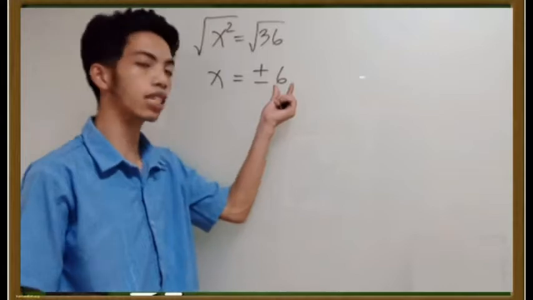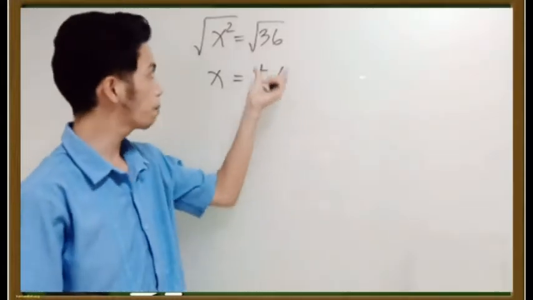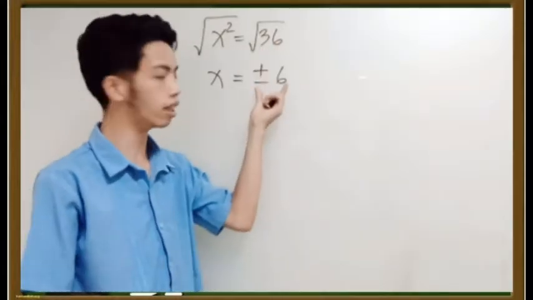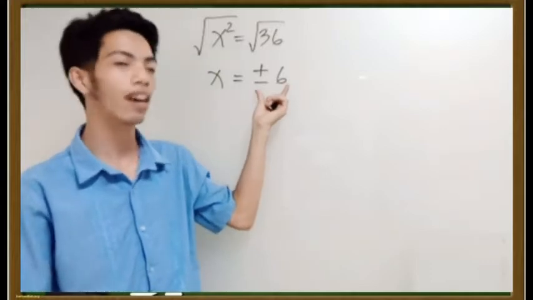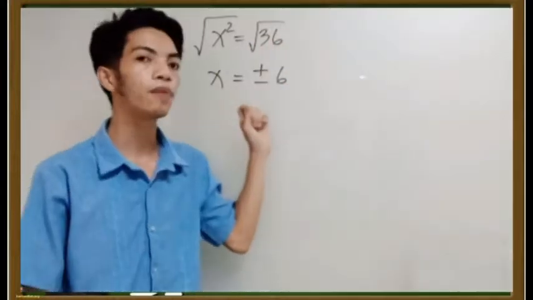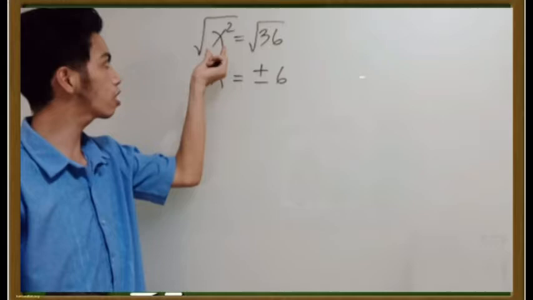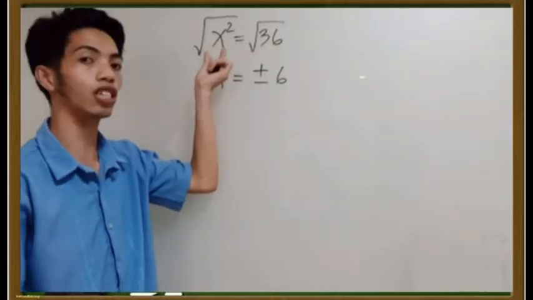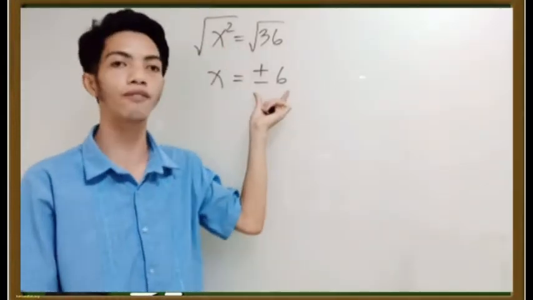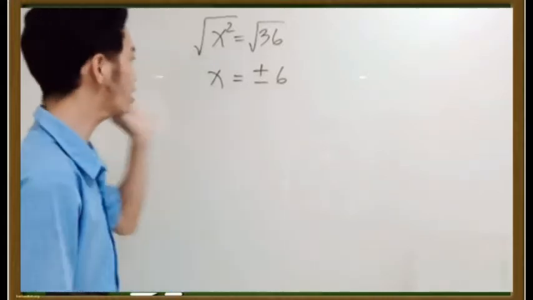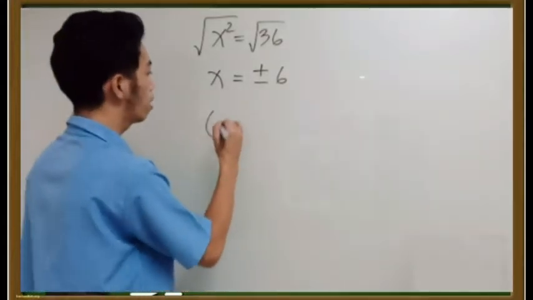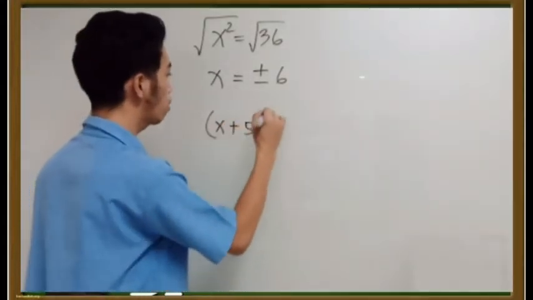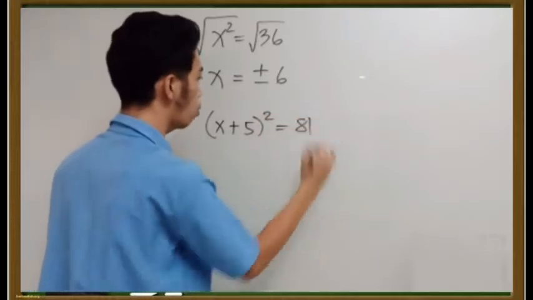Because positive 6 times positive 6 is 36. And also we have negative 6 times negative 6 is 36. So therefore, the value that satisfies the equation, the value of x must be positive or negative 6. Let's say for example, I have x plus 5 squared equals 81.